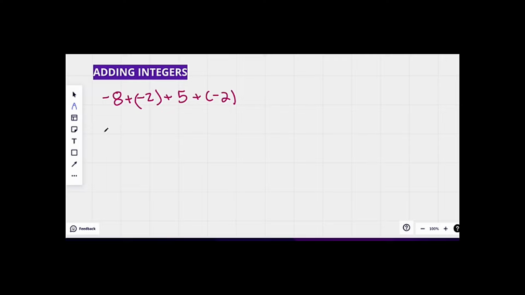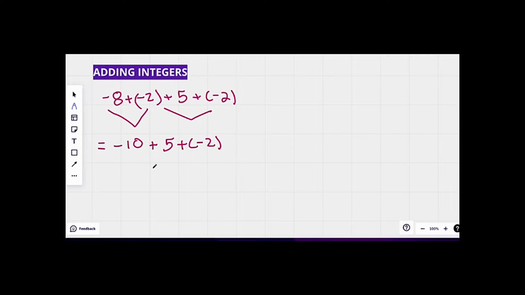We've got negative 8 plus negative 2 plus 5 plus negative 2. So like I said, let's do this in steps. We'll focus on the first part here, which is negative 8 plus negative 2. We said when we're adding two negative numbers, we just add them and keep the sign. So 8 plus 2 is 10, and our sign is a negative, so we've got a negative 10. Now we're bringing down these two so that we can continue rewriting our question. So we've got negative 10 plus 5 plus negative 2.